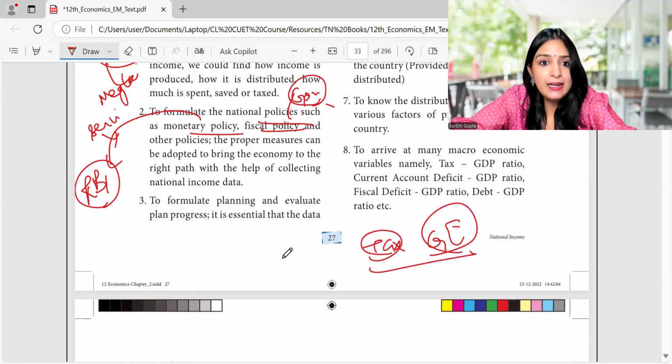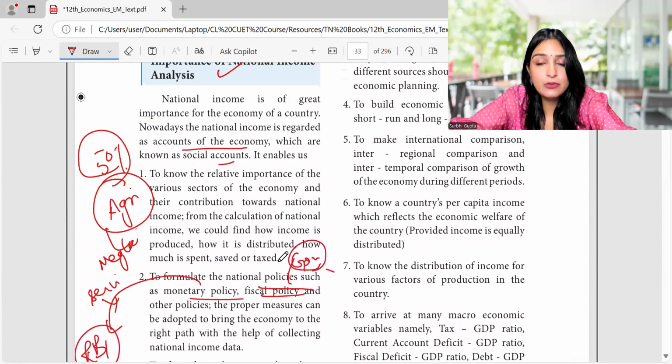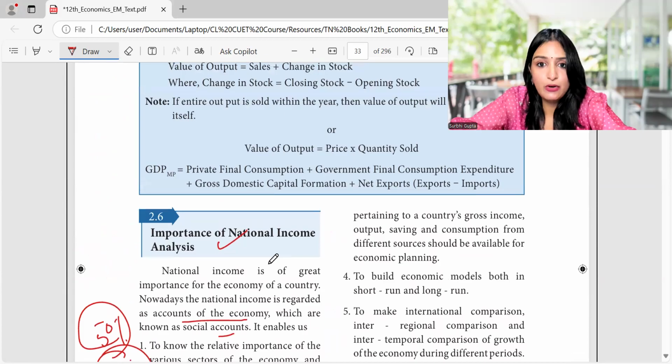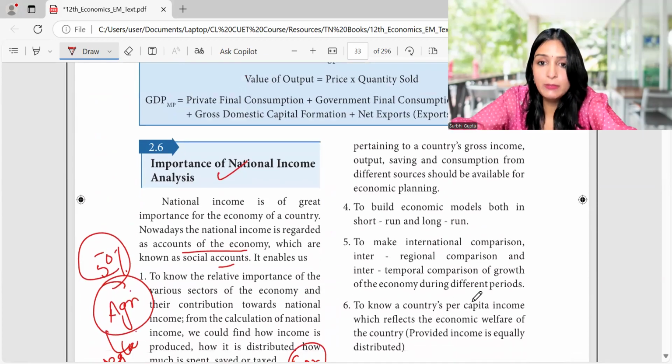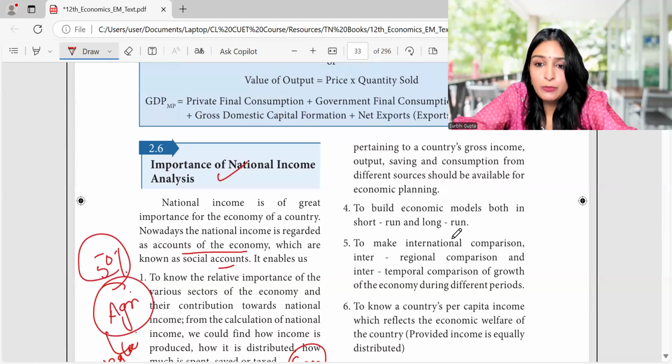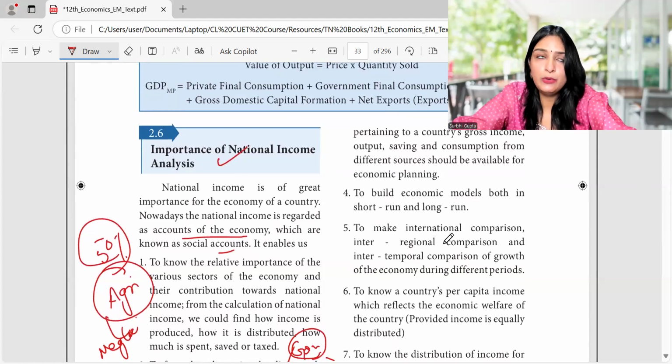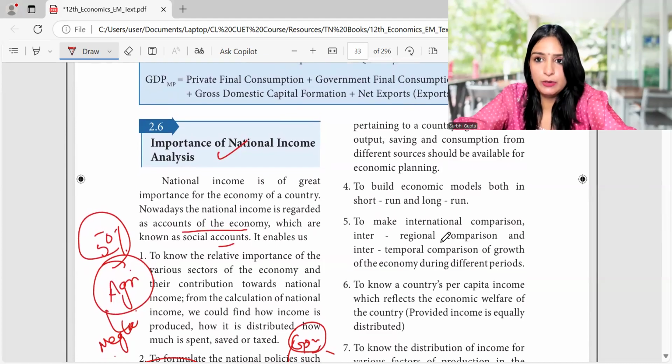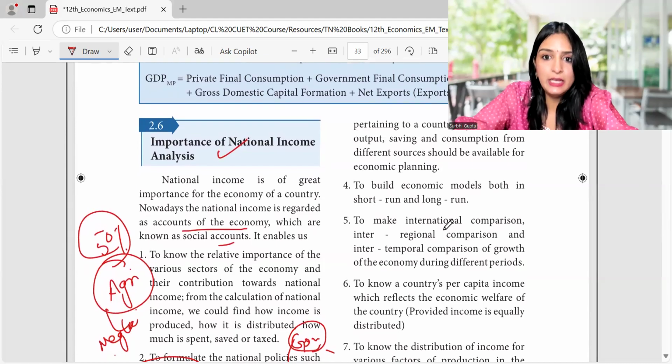To formulate planning and evaluate plan progress, it is again important to know the country's gross national output or gross income to form any plan. Then, to build economic models, both in the short and long run. If you don't know the current GDP, then how will you build an economic model? Not possible, right? Which is why national income plays a key role.